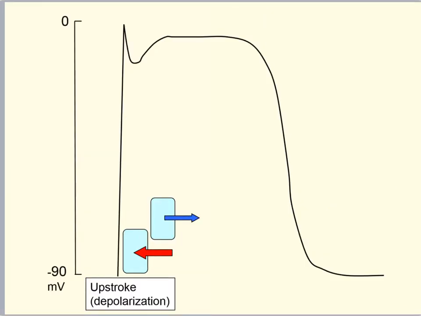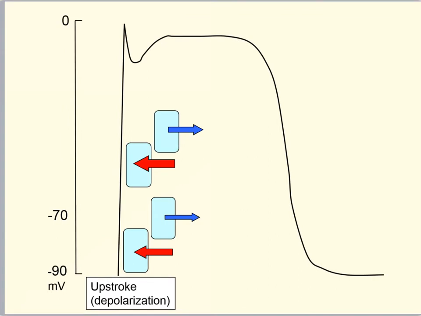So in the normal generation of an action potential, the initial depolarization causes sodium channels to open. Sodium moves into the cells, making the cell interior become less electronegative. This causes potassium channels to open, and since the cell interior is now less negative, potassium tends to move out.